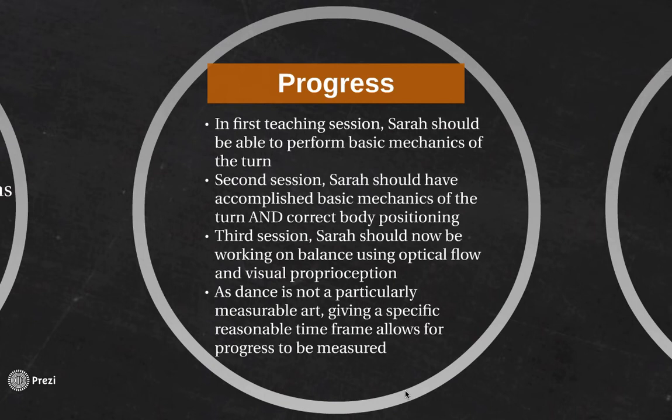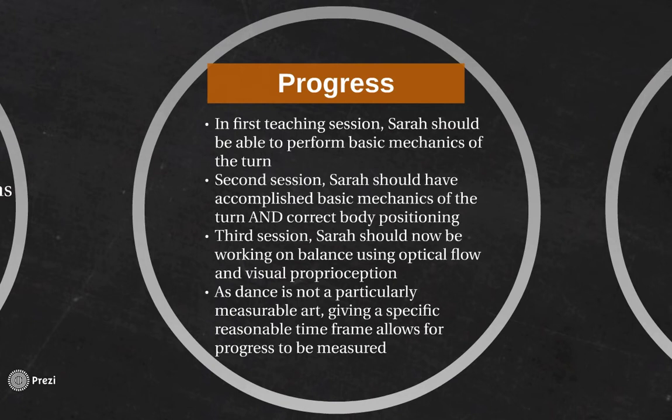I know that a lot of times in rehab settings they do this with patients, so a patient goal or a way to detect progress is, okay, in a week this patient should be able to bend their knee this many degrees, because that is the average rate that a patient is able to get to this point. So we measure her progress over time rather than with something specific as a goniometer or a tool of that nature. So let's say the first teaching session, Sarah should be able to perform basic mechanics of the turn.